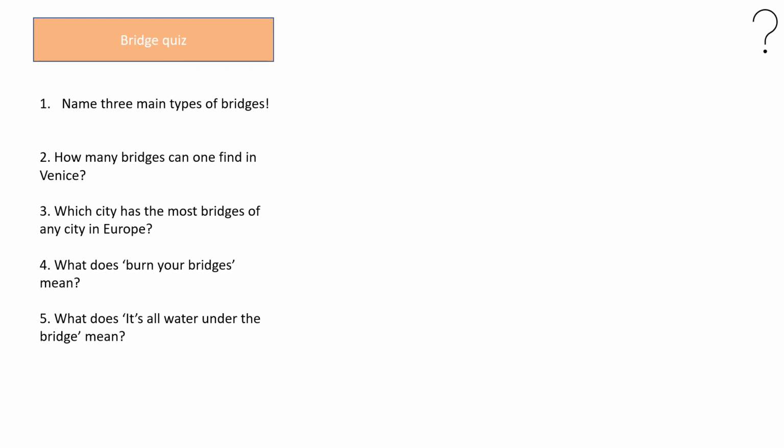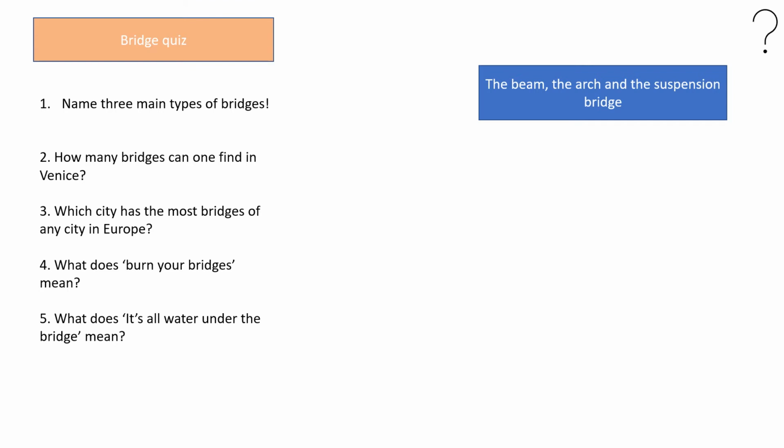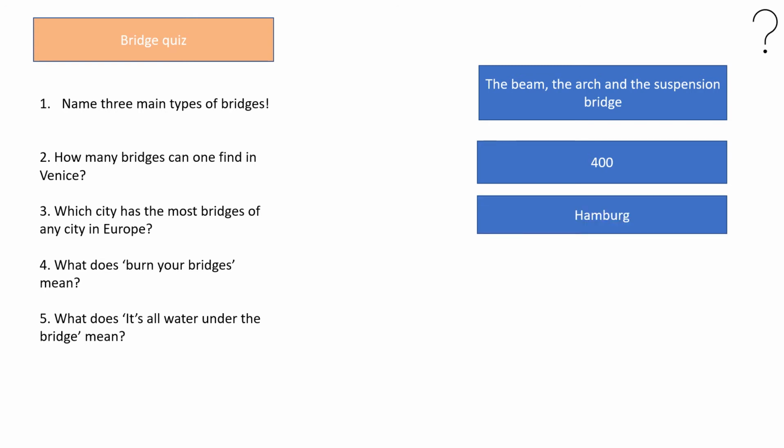So let's check the answers. 3 main types of bridges are the beam, the arch, and the suspension bridge. In Venice, you can find 400 bridges. Hamburg in Germany is the city with the most bridges.